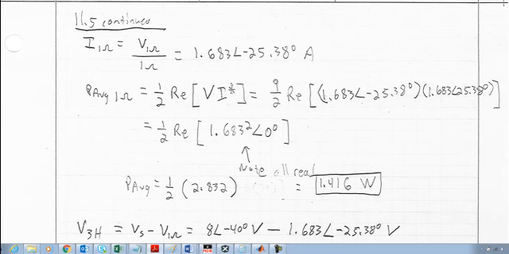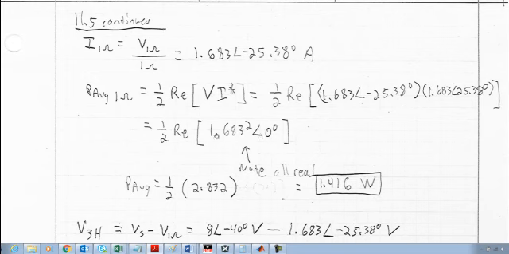So when we're multiplying this through, it's 1/2 the real portion of, here is our voltage phasor, here is our conjugate transpose of current. It looks exactly like the current phasor, except now we flip the sign from a negative 25.38 degrees to just 25.38 degrees. As you multiply these together, you realize this ends up being 1.683 squared, and then as you add the two angles, they add to 0.